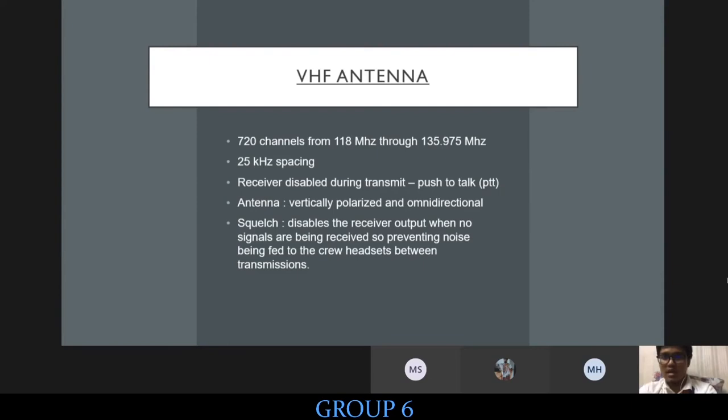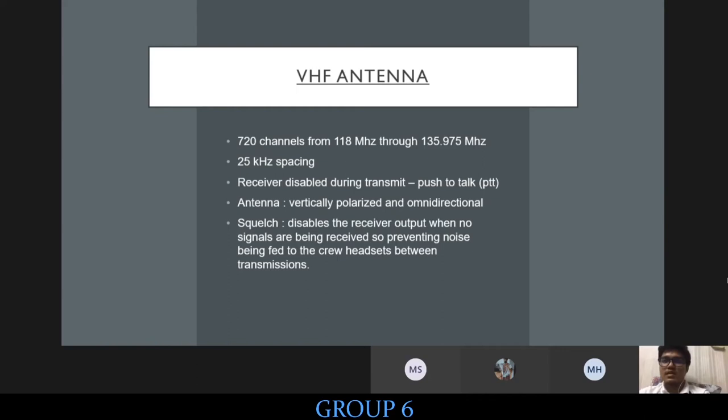It has 720 channels, from 118 MHz to 135.975 MHz, 25 kHz spacing, with the receiver disabled during transmit. It uses push to talk, PTT, to operate, and the antenna is vertically polarized and omnidirectional. Squelch disables the receiver output when no signals are being received, preventing noise being fed to crew headsets between transmissions.